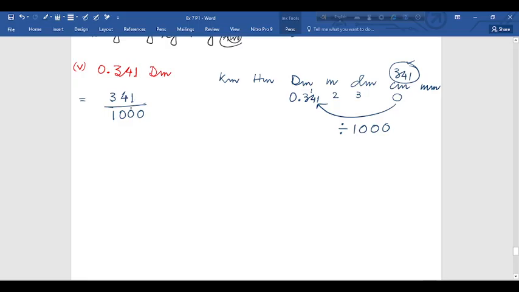Now to stretch this, either you could write the answer is 341 centimeter, but we had to express it in compound quantity, not in one quantity. So we cannot write only one quantity as answer.